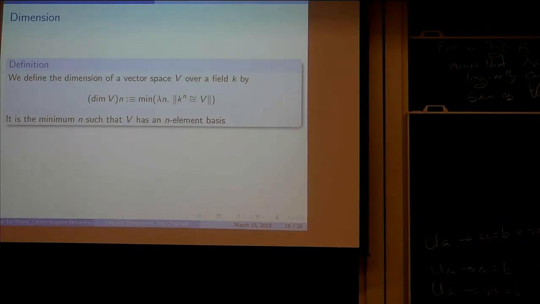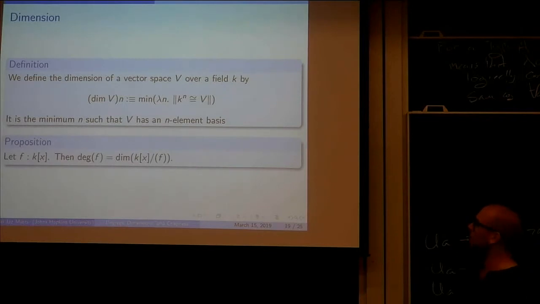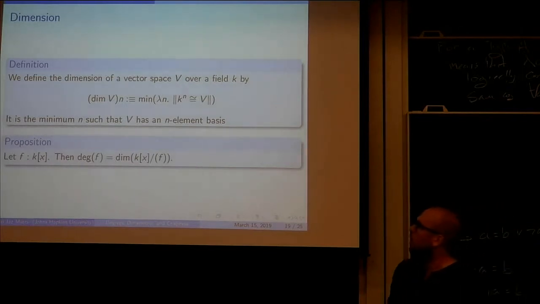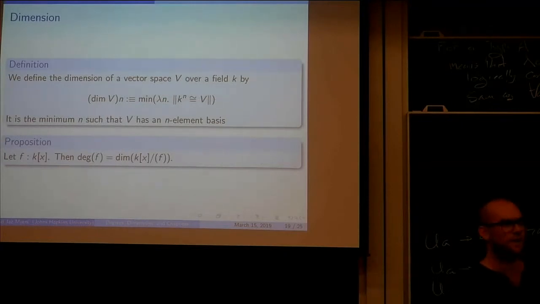Basically, we can define the dimension of the vector space in the sort of obvious way. We can say that it's the minimum n such that it is isomorphic to K^n, and yes, this is equivalent to the minimum n such that it has a cardinality n basis using the other definition of cardinality. And we can prove our sort of expected fact here. And again, I got into this because I was trying to do a little bit about algebraic extensions.